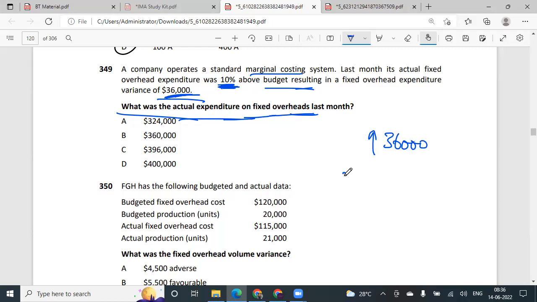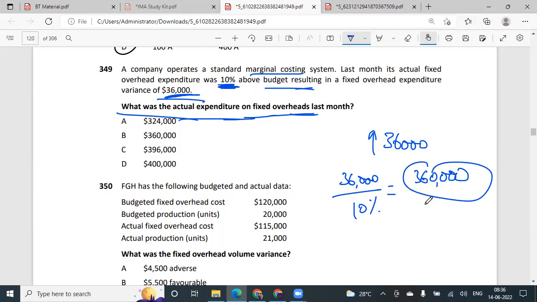So it will be 36,000 divided by 10%. When we divide it by 10%, we'll get the 100%. So 36,000 divided by 10% would be 360,000. Now this 360,000 is 100%, and this is actually our budget. Yes or no? This is our budget.